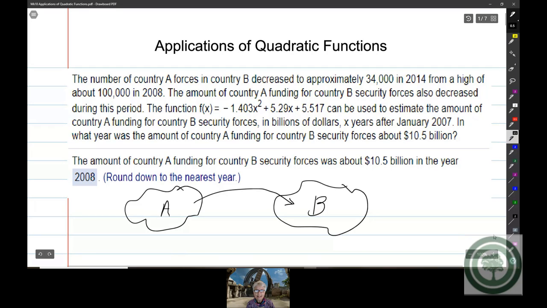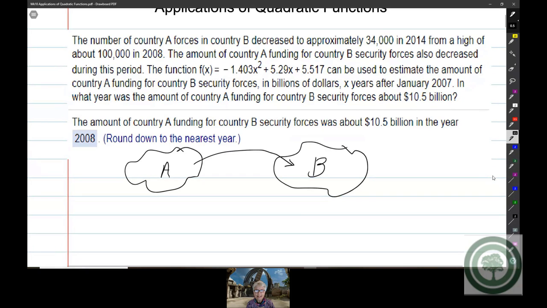So let's take notes there. We've got 2 years mentioned. We've got 2014. And we've got 2008. And so the military forces were at 100,000 in 2008, but now in 2014, they're at 34,000.